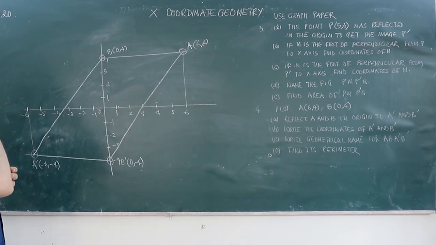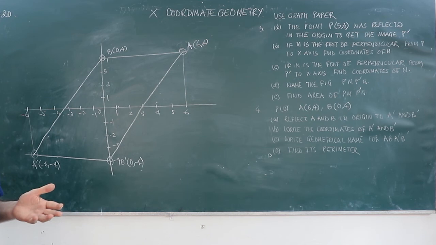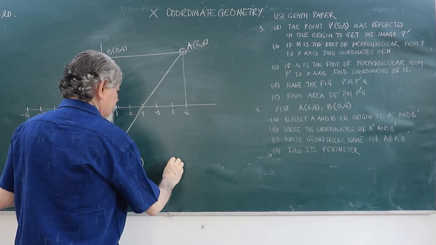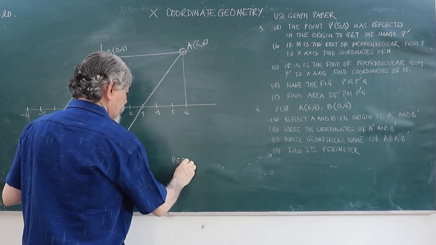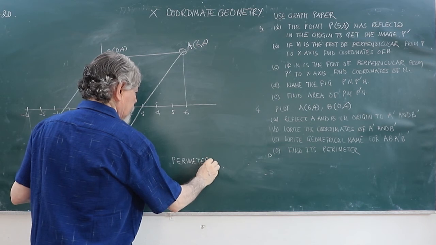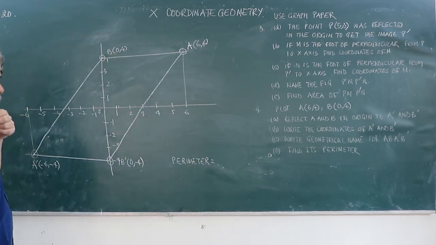You see, we can't find the diagonals exactly. We don't know whether diagonals are going to cut each other at 90 degrees. So neither can it be a square nor a rhombus. It is a parallelogram. Write its perimeter. Perimeter means sum of its sides, which will be, now we have to see what the sides are.